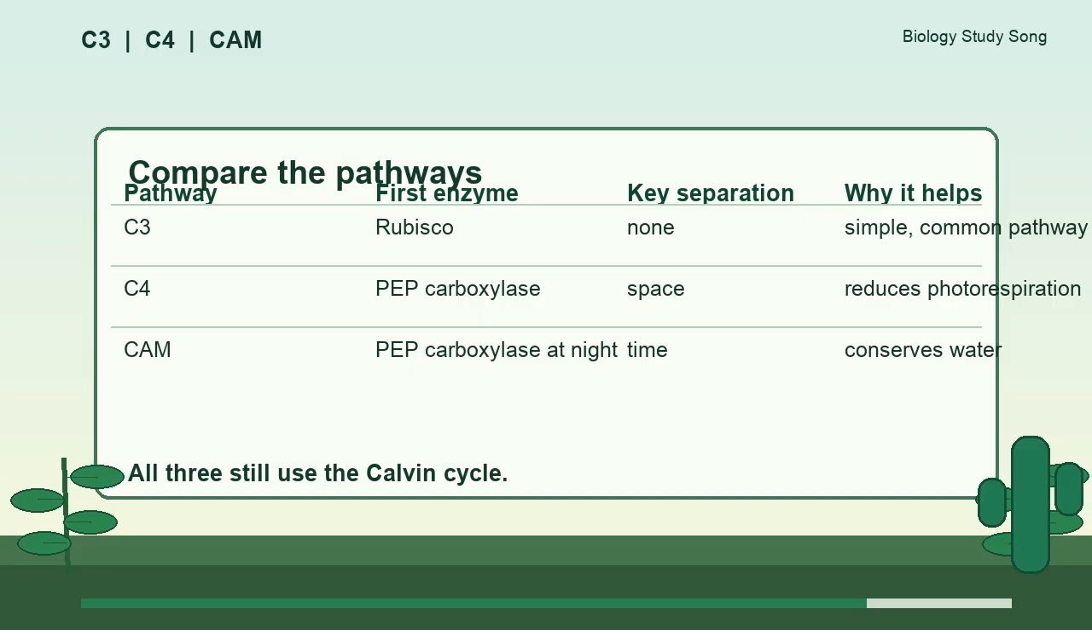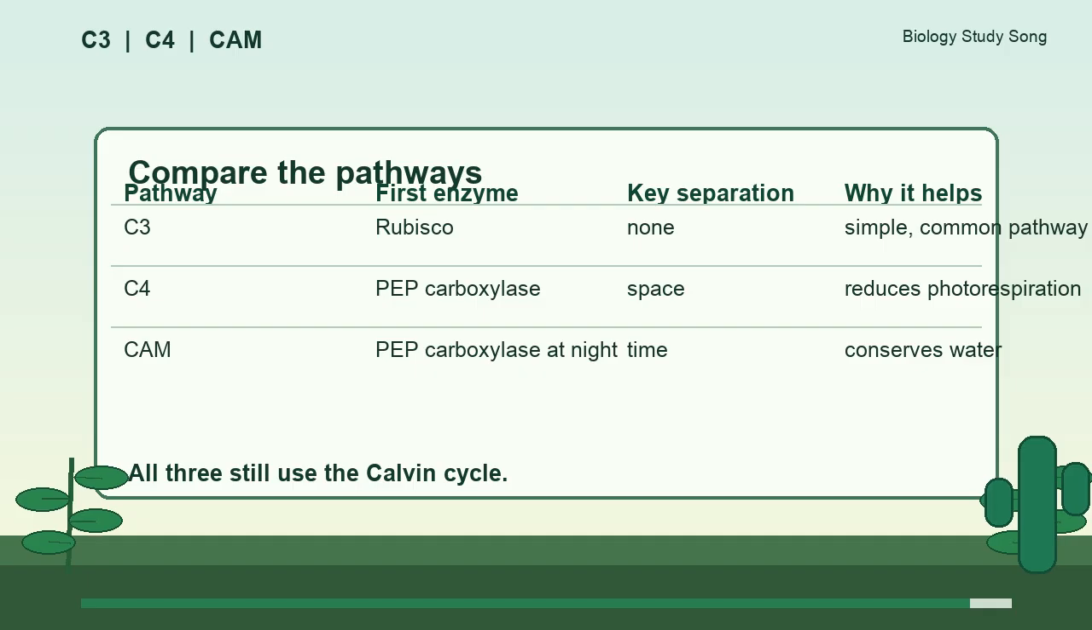C4 and CAM help reduce photorespiration, but they require extra energy. C3 uses Rubisco first. C4 uses PEP carboxylase first. CAM opens stomata at night to save water in dry conditions. C3 makes 3-PGA. C4 makes a 4-carbon compound. CAM stores carbon at night, then uses it in the day.